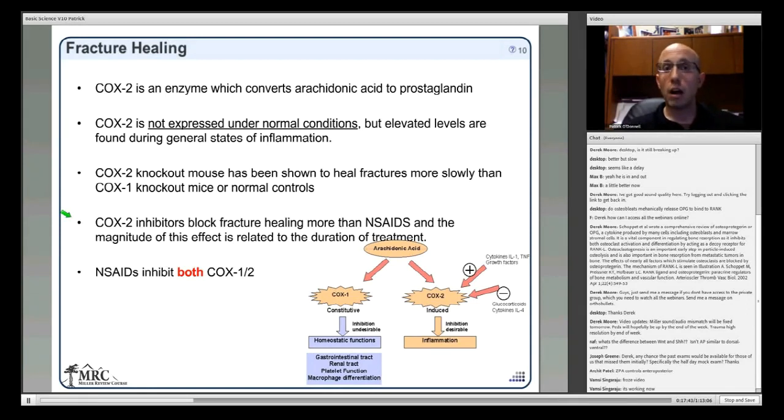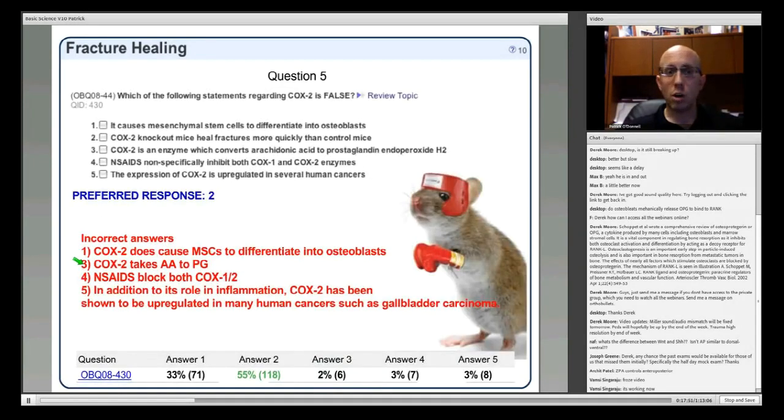COX-2 inhibitors block fracture healing more than NSAIDs, and the magnitude of this effect is related to the duration of treatment. And NSAIDs inhibit both COX-1 and COX-2. So remember your COX knockout mouse. This is not a knockout mouse. A knockout mouse is a mouse where we specifically inhibit one gene to see its effect on the downstream product of that pathway. So the correct answer here is 2.